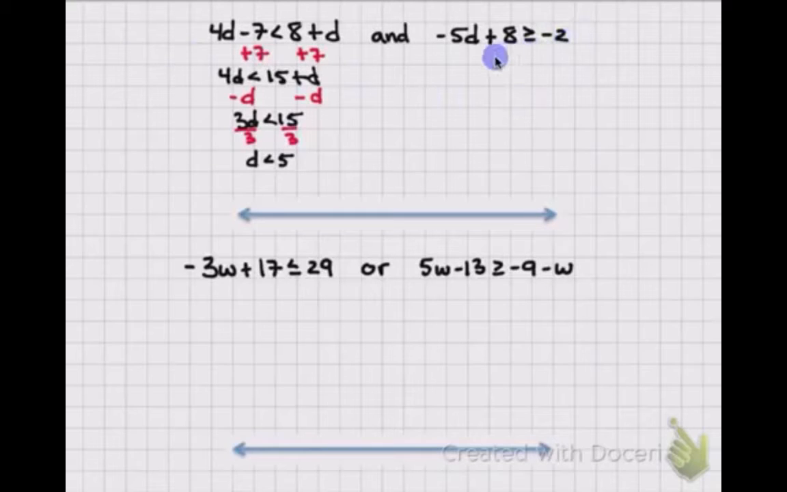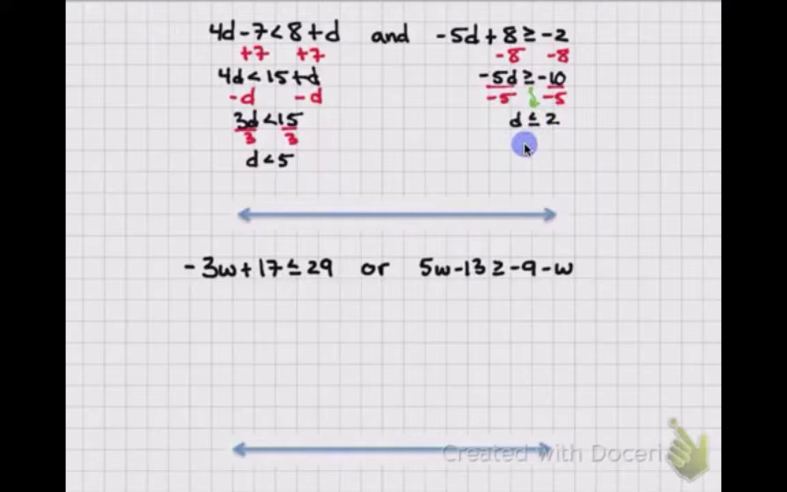For the second inequality, I think the first thing we're going to want to do is subtract 8 from both sides. And we're going to end up with negative 5d is greater than or equal to negative 10. When we divide by negative 5, we've got to remember that the inequality is going to switch directions. I always like to make a little arrow to remind myself. It's going to switch directions. d is less than or equal to 2. So that's the first step that I would suggest: just solve each of them individually.